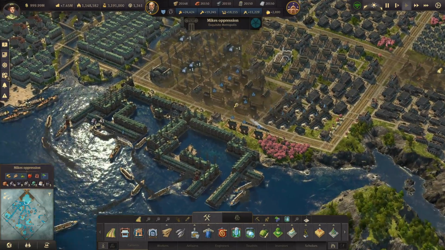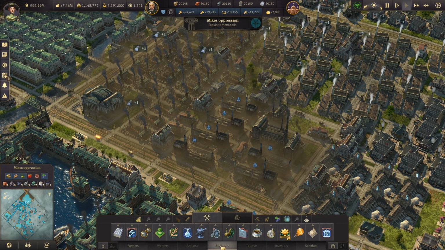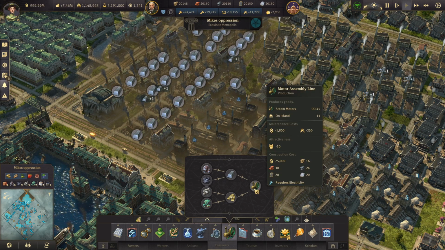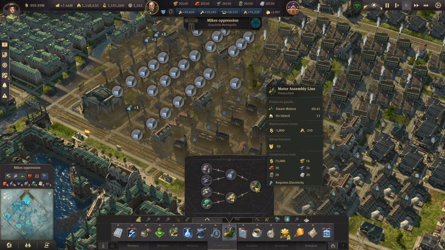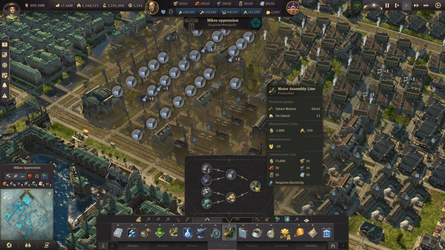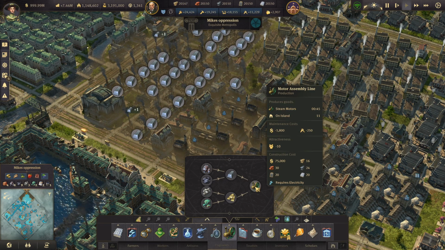Now if we have a look closer at the actual buildings, when you're actually placing one of the buildings down, like if we have a look at these steam motors here, as you can see, it has a negative 10 on attractiveness. So it's going to reduce the attractiveness as well as increasing the actual pollution.